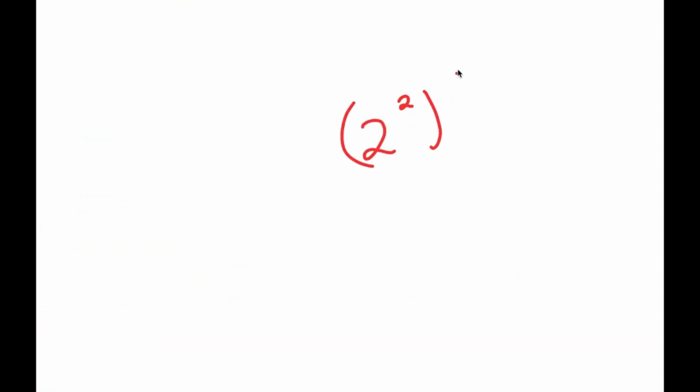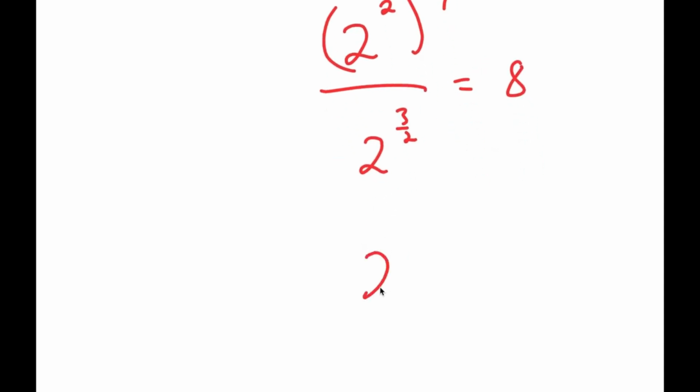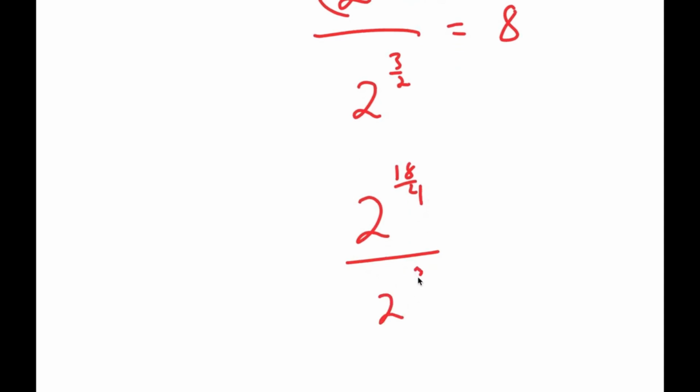So now, let me rewrite this over here. Two times 9 over 4 is 18 over 4, so I get 2 to the power of 18 over 4 over 2 to the power of 3 over 2 is equal to 8.